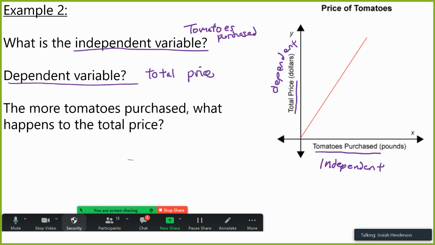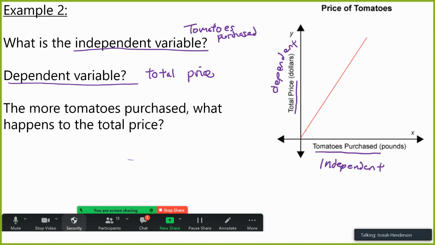Okay, now this might be kind of tricky, but it's probably easier than you think. This analysis question: the more tomatoes purchased, what happens to the total price? Is it staying the same? Is it going up? Is it going down? That's what I'm asking by that question.